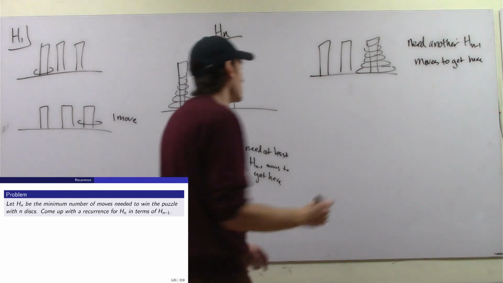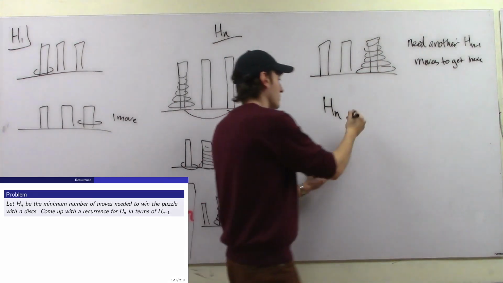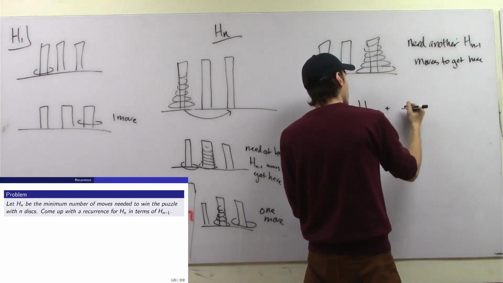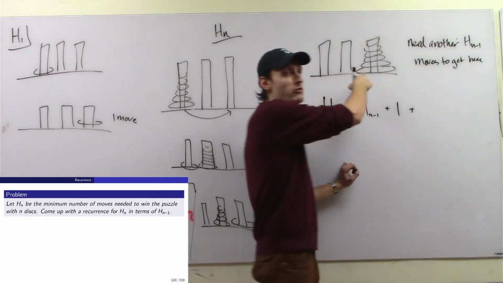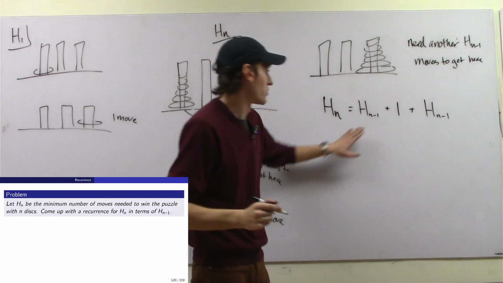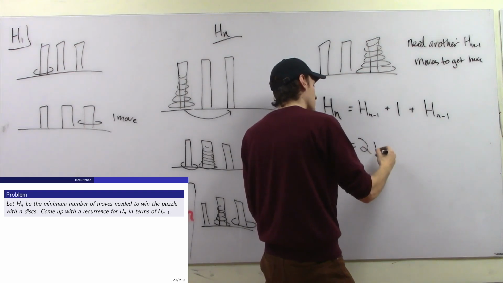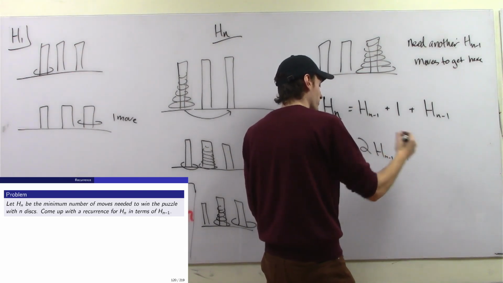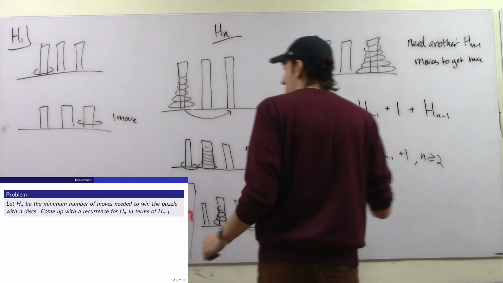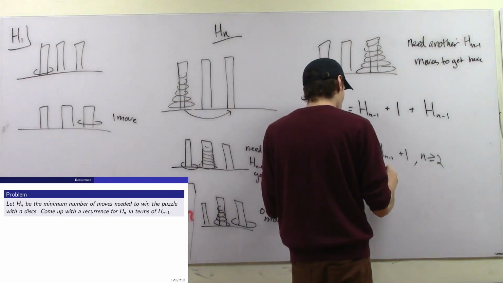So what does this mean? This means that h sub n should be the fewest number of ways to get to this arrangement, which is h sub n minus 1, plus 1, moving the big ring, plus the number of moves to get to this arrangement, which is h sub n minus 1. I'm going to combine like terms, and you get h sub n equals 2 times h sub n minus 1 plus 1. This is for n greater than or equal to 2. So the recurrence is this combined with our knowledge of h sub 1, which is 1 move. H sub 1 equals 1.